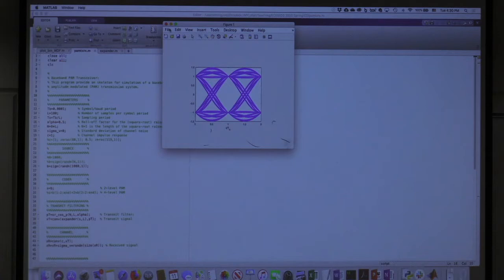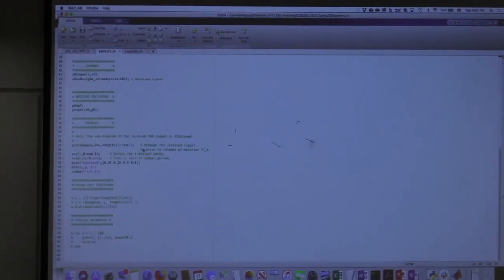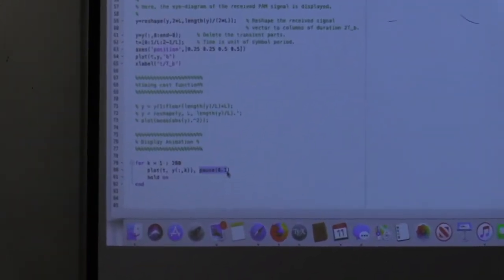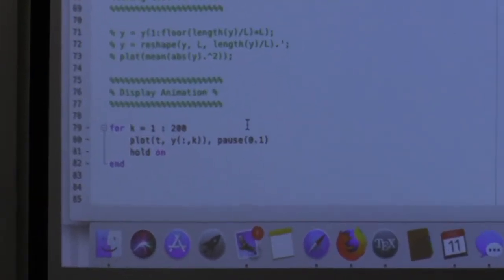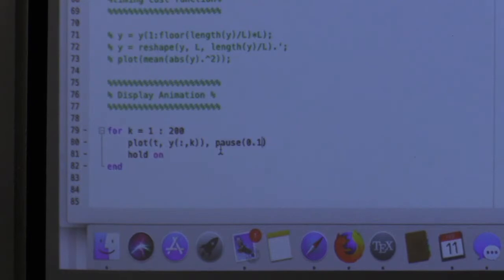Any questions so far? This is the eye diagram, so let me show you a little bit more here. I also wrote this code, so it's kind of fun to play with. What I do here is a pause, so I can make this an animation, so you can see how we draw this eye.